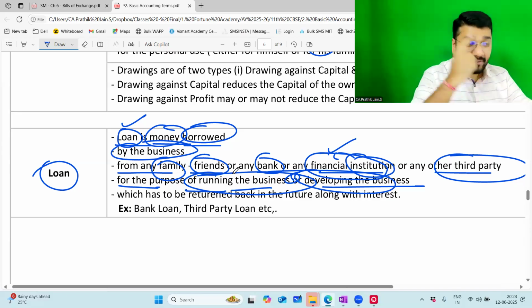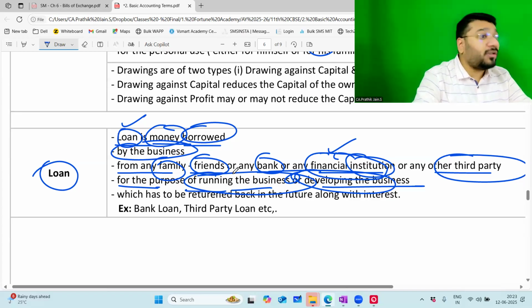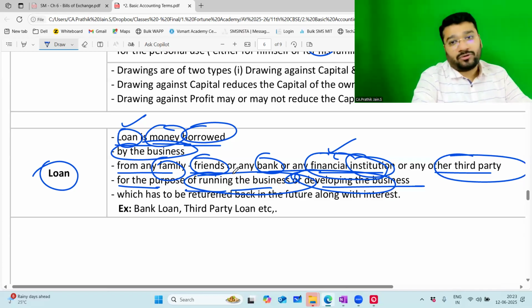For the personal use, we'll be taking from the personal account. Best. And for the business, from the business. Now, if I want to take the loan for the business purpose, then the business will make application to the bank or the third party and the money will come to business ka bank account. So that becomes business ka loan.